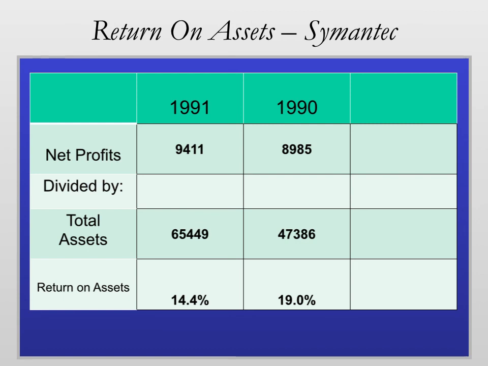And that's really the reason for return on assets. It gives you that big picture view of the company and the trends one year to the next, and then you can start drilling down or getting into the details to try to explain, especially in a case like Symantec, why this changed so dramatically lower from 1990 to 1991.